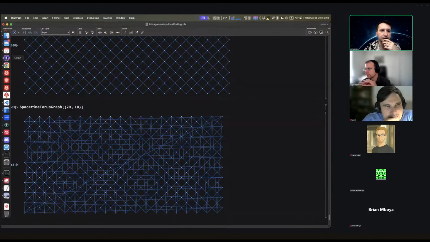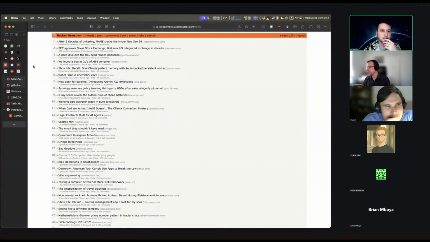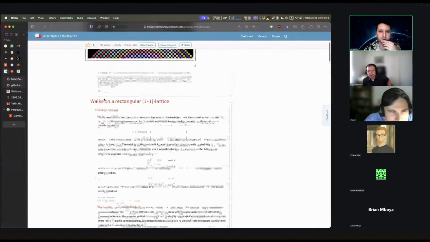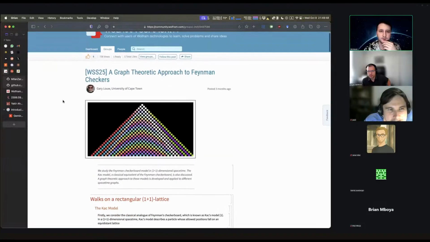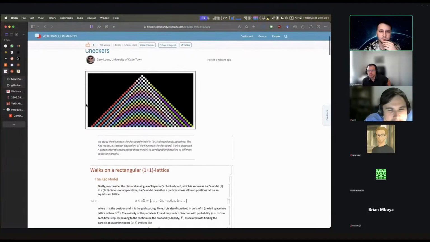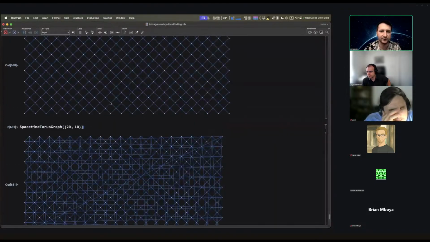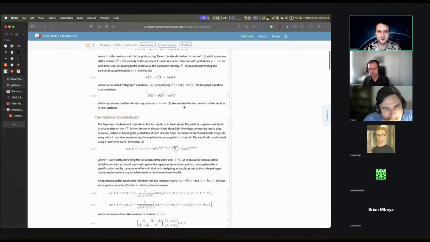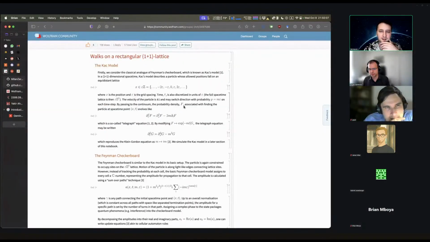Where is it? I have it. Maybe. Oh, I have it here. Yeah, so that's Gary Low's. We were trying to generalize this model of Feynman checkerboards. Here it looks like a cellular automaton, but you can pretend that it's actually doing this evolution, because a cellular automaton is an evolution of this graph, right? So we can try to understand cellular automata on different types of graphs.